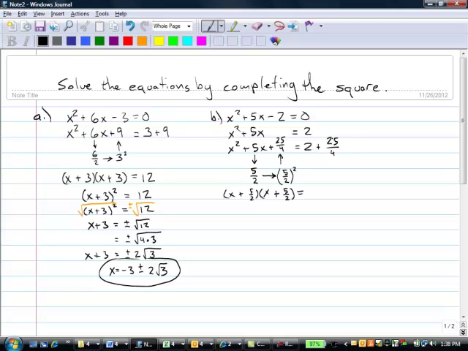On the right side, we have 2 plus 25 over 4. Well, 2 is really 8 over 4. So if you think about this, 8 over 4 plus 25 over 4 is 33 over 4. All right, and so now we have this perfect square trinomial, which I'm going to rewrite as a perfect square, 33 over 4 on the right side.